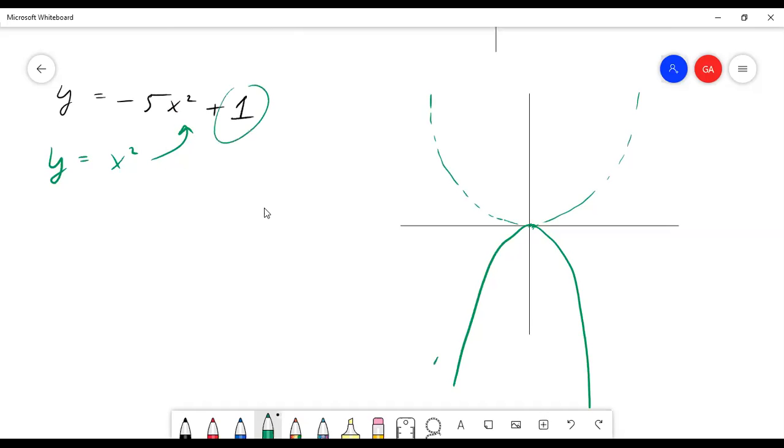So the entire thing gets shifted. I really should use different colors. I'll start using different colors in the next bit. Good. So your vertex is (0, 1). And you could track some other points. They're all pretty straightforward. Anyway, I think this would be (-1, 0) and (1, 0), where x is plus or minus one over the square root of 5, and I think that's right.